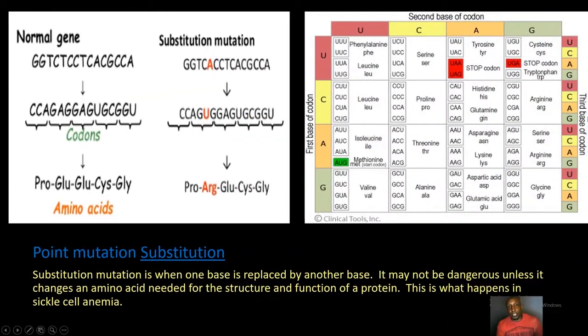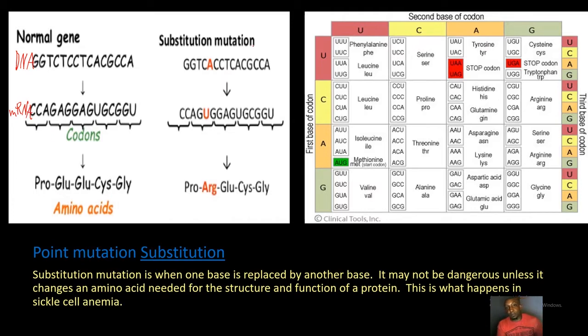Take a look at point mutation substitution. A substitution mutation is when one base is replaced by another base. It may not be dangerous unless it changes an amino acid needed for the structure and function of a protein. And this is what happens in sickle cell anemia. So let's take a look at this normal gene right here. Here's our DNA, and it gets transcribed into our messenger RNA. And then that messenger RNA codes to make these amino acids right here.